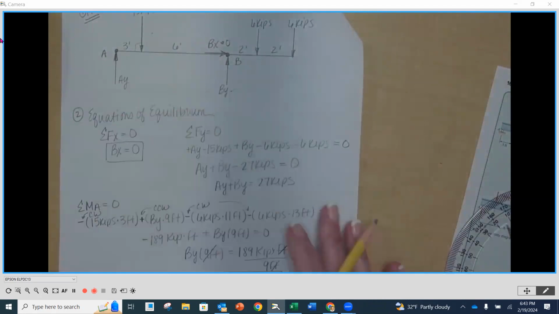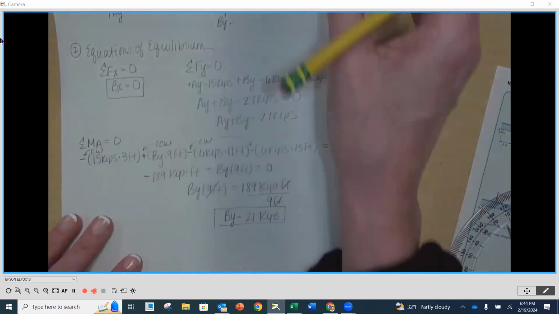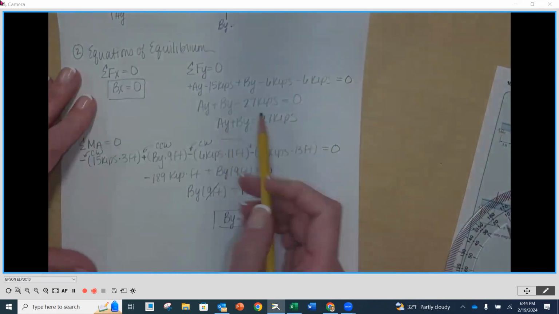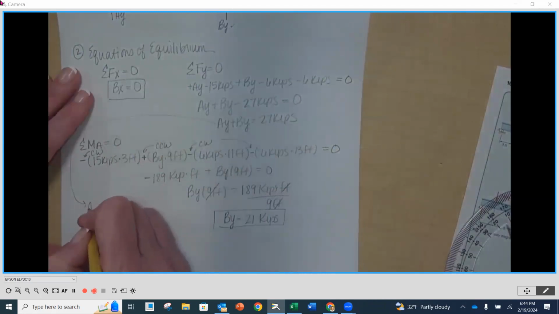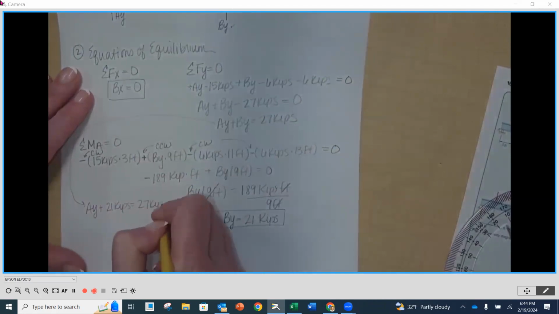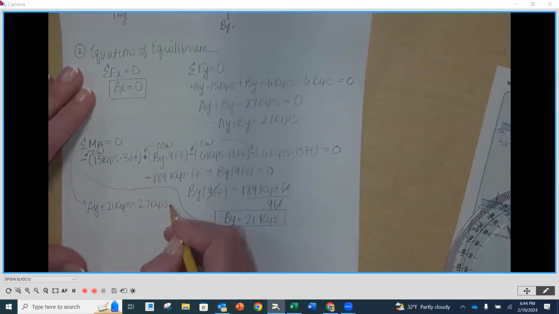So all we have is AY. So now we can take this BY, we can put it up into our sum of forces in the Y direction equation and solve for AY. And I don't have enough room here, so I'm going to kind of bring this down over here. I'm going to say AY plus 21 kips is equal to 27 kips. Okay. I'm going to subtract on both sides. So my AY should equal 6 kips.